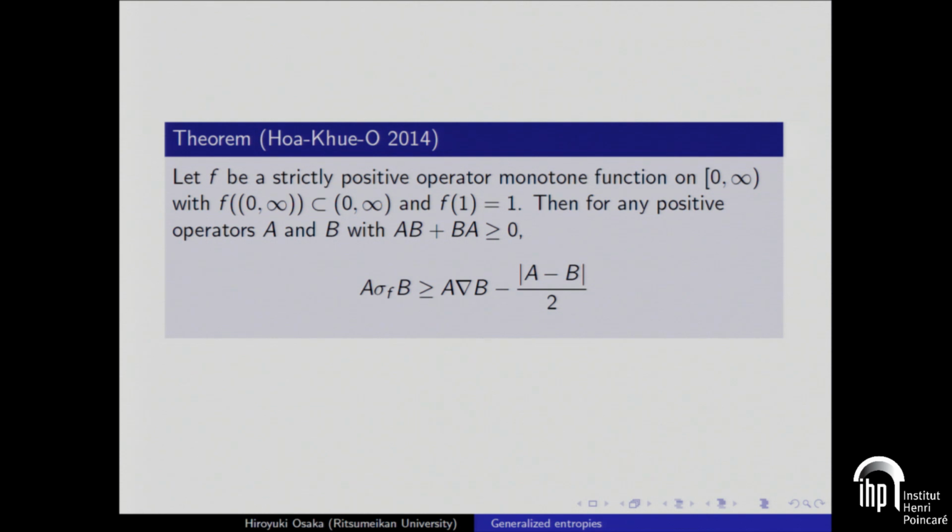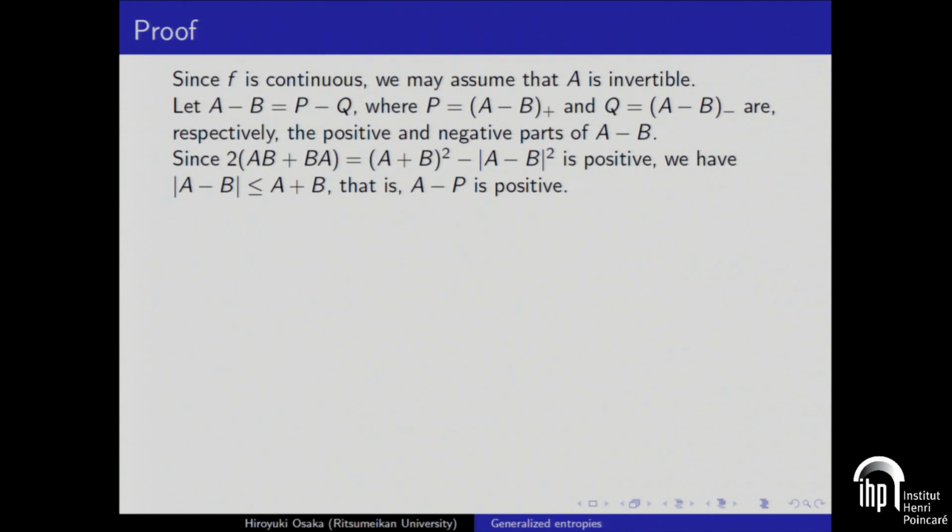So the proof is very simple. We don't use the representation form. Just use a hand composition like this one. And then from the assumption, AB plus BA is positive, that's why we get this one bigger than this one. So just considering a root, you can get this one. That means that A minus P is positive. Okay. Then next, A minus P equal B minus Q is less than or equal to B. That's why we have this inequality.